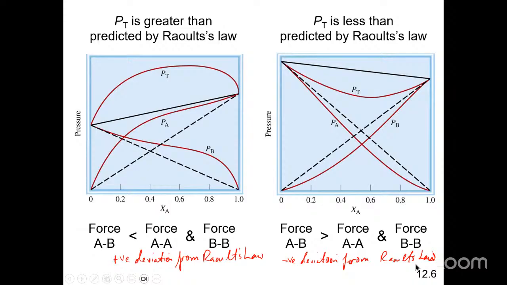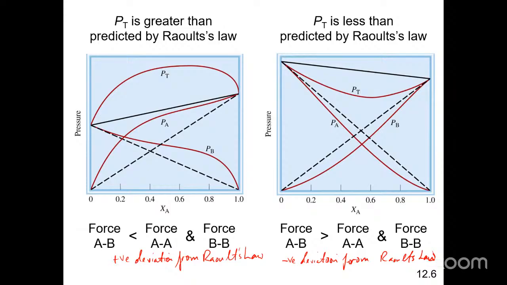So please note that what I showed before was the ideal situation, a perfect world, right? But in most cases, you're going to end up with a non-ideal solution, all right? Most of the problems that we'll be working with, we'll be assuming that the solution is ideal, right? But you need to know the fact that non-ideal solutions do exist, all right?